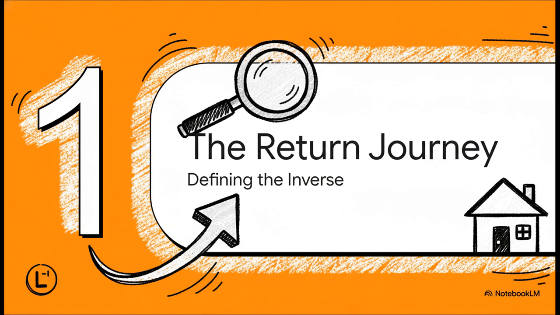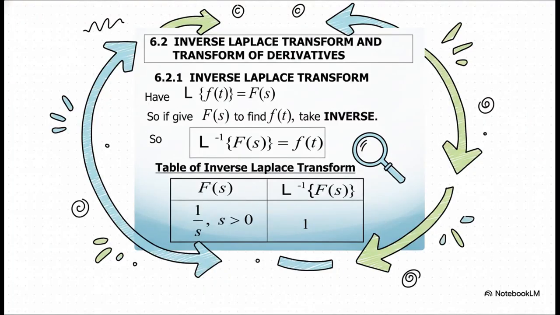As you might guess from the name, its whole job is to undo the original transform and bring us right back home. It's this really elegant, simple relationship. If the Laplace transform of some function f of t gives you f of s, then taking the inverse Laplace transform of f of s gets you right back to where you started with your original f of t. It's a perfect round trip.